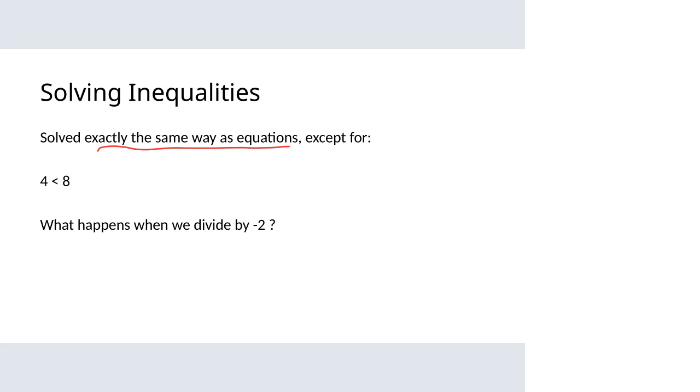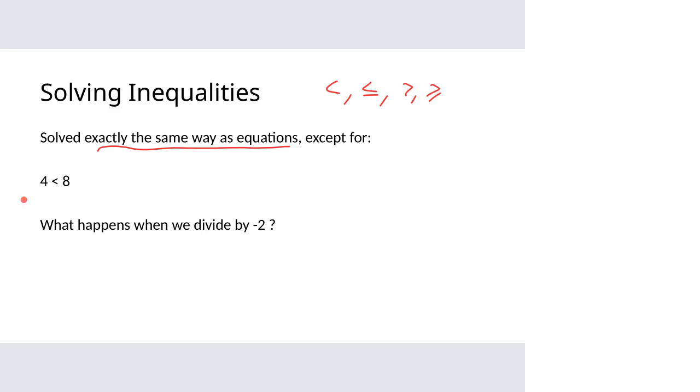So for an inequality, we are going to do the exact same thing we do with equations, except there's one change. If we have 4 is less than 8, we'd all agree that's true. Oh, and inequalities, instead of having an equal sign, we're going to have less than or equal to, greater than or equal to. So that's how an inequality is going to be different from an equation. It's not necessarily equal to, it's greater than or less than.